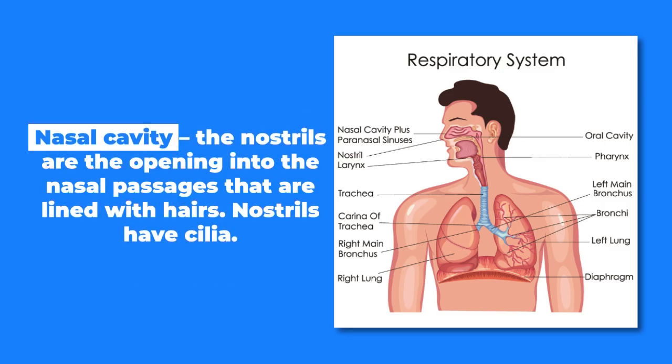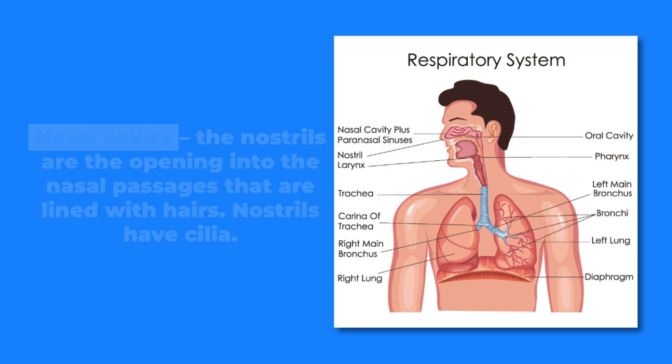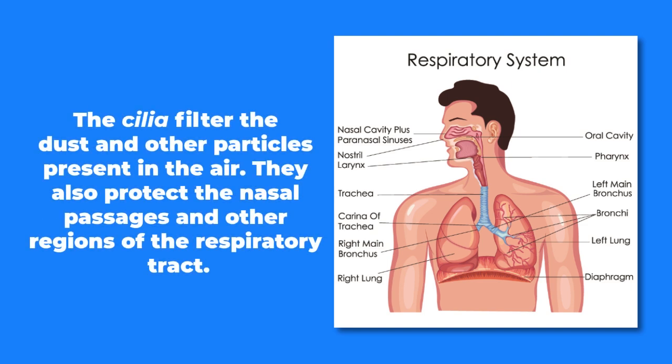Main parts of the respiratory system. Number 1, nasal cavity. The nostrils are the opening into the nasal passages that are lined with hair. Nostrils have cilia. The cilia filter the dust and other particles present in the air. They also protect the nasal passages and other regions of the respiratory tract.